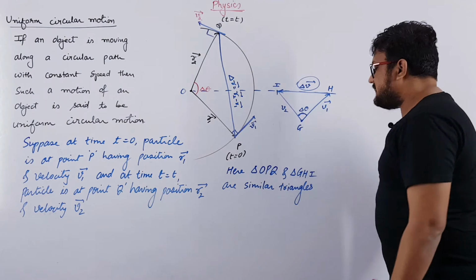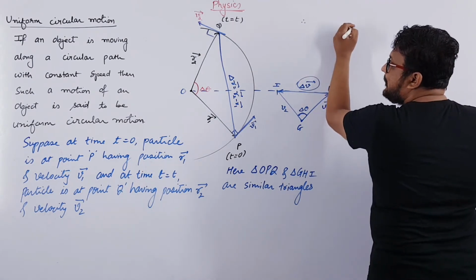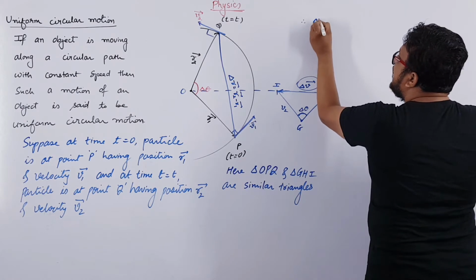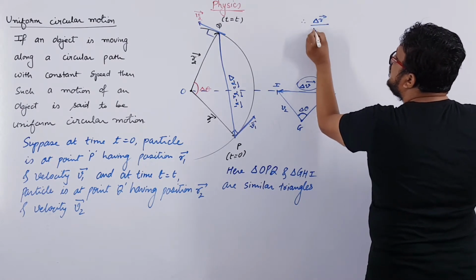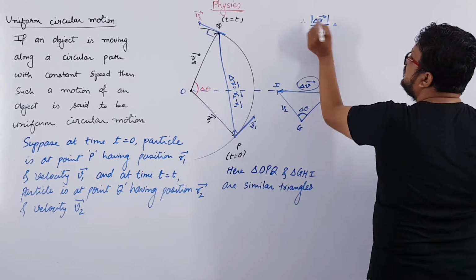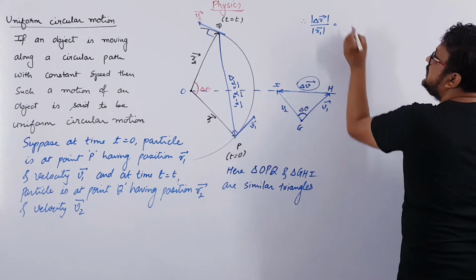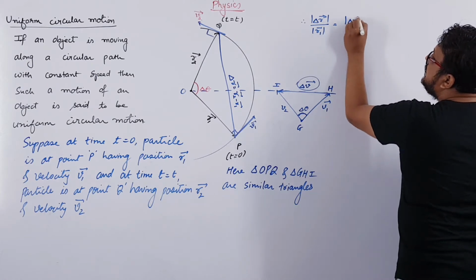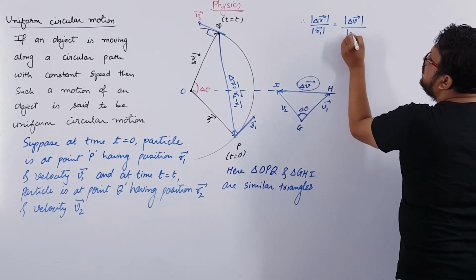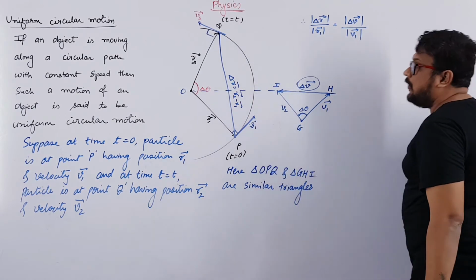Therefore, we can say that delta R over magnitude of R1 will be equal to, in magnitude, right? Ratio of sides is always in magnitude, direction is not necessary, will be equal to delta V over V1 in magnitude. You can also write V2 and R2 if you want.